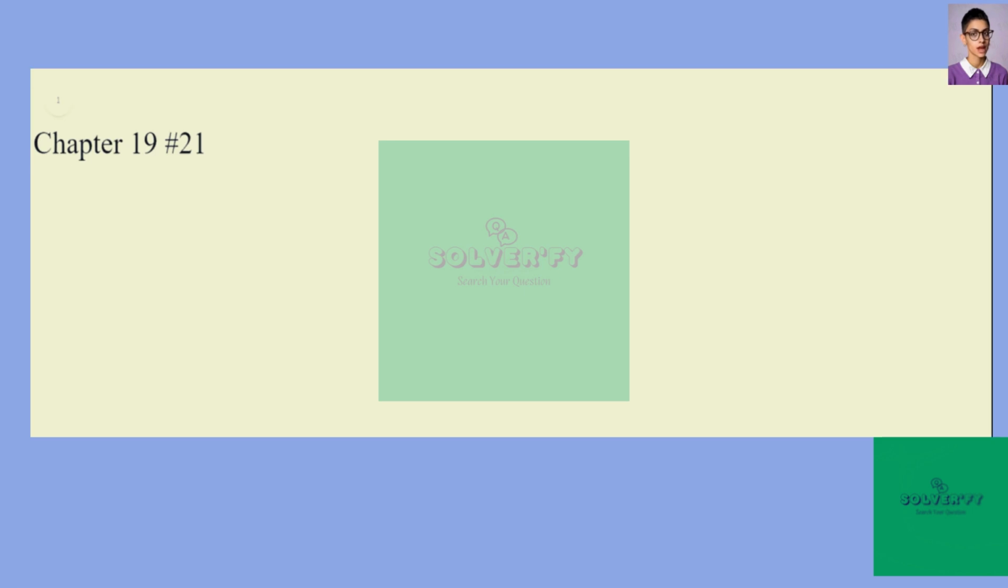This is the answer to Chapter 19, problem number 21 from the Smith Organic Chemistry textbook. And this problem says, draw both enantiomers of each amino acid and label them as R or S. And the two amino acids we're asked to draw are phenylalanine and methionine.